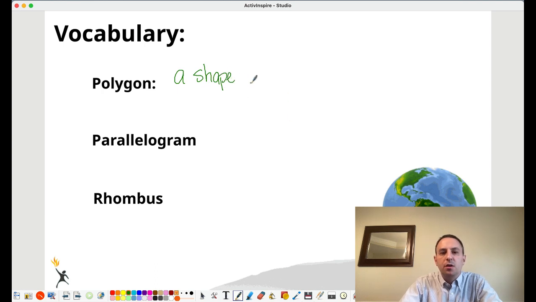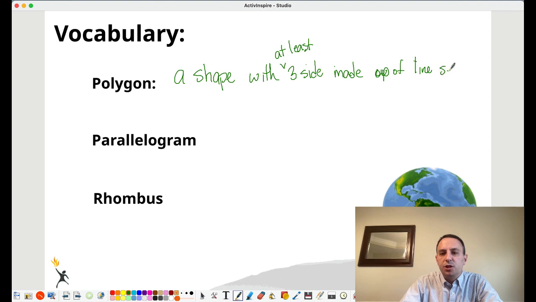A shape that has at least 3 sides, made up of straight lines, made up of line segments. So in other words, a circle is not a polygon. You can have triangles, parallelograms, rhombuses, squares, pentagons, octagons, but you can't have a circle. A circle is not a polygon.